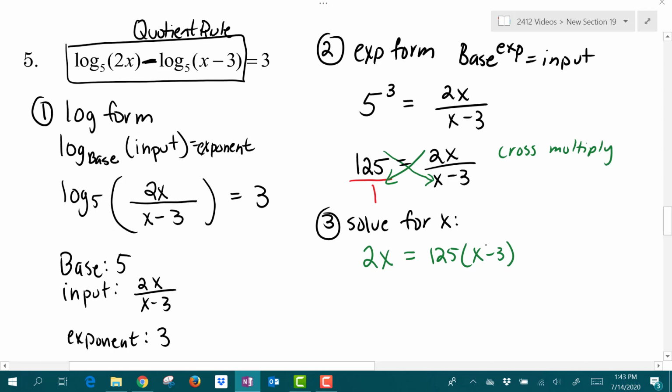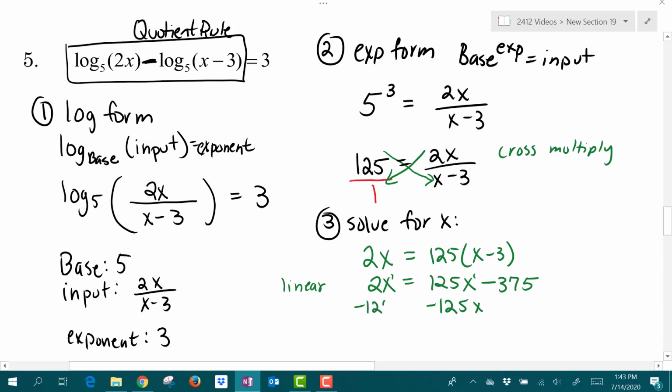Right? Notice how I put that in parentheses? Because I want to make sure that the 125 gets multiplied times the x and also times the negative 3. Right, that gives me a negative 375. Right, now I have a linear equation. Notice that I don't have x squared, I just have x to the power of 1. So to solve a linear equation, I just want to get x by itself on one side.